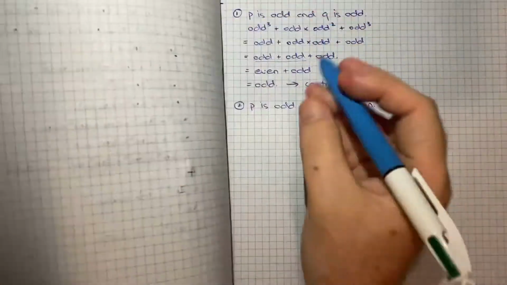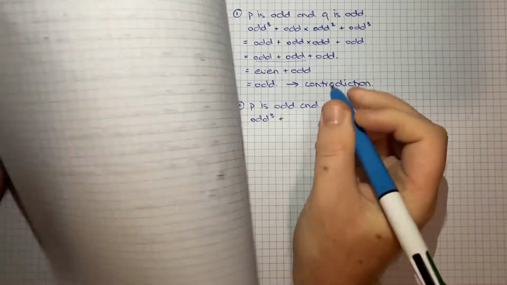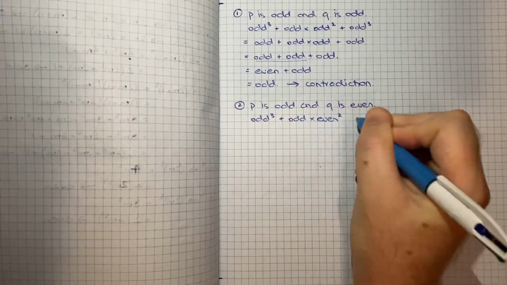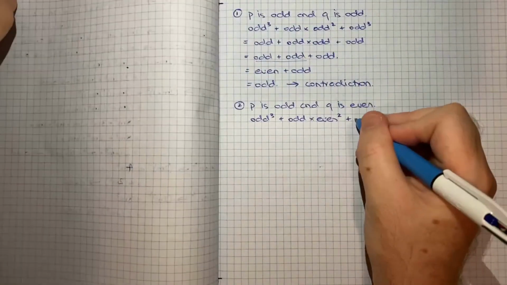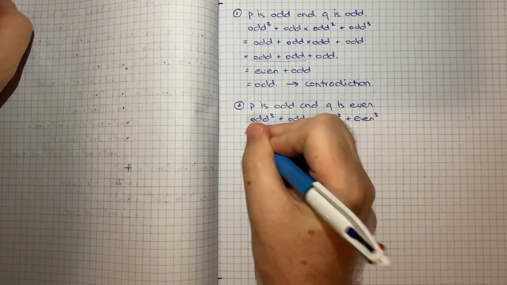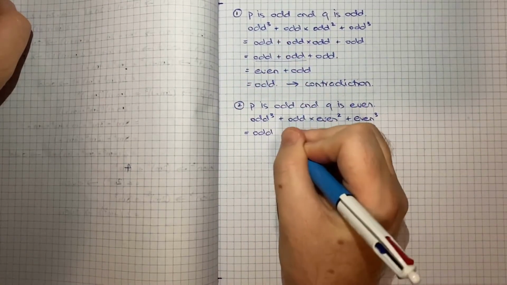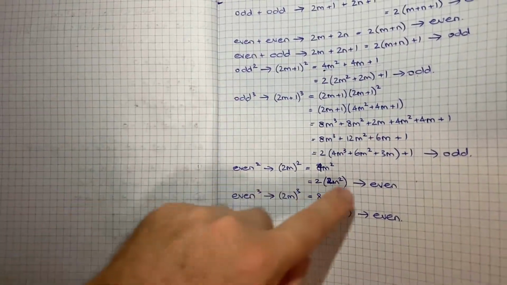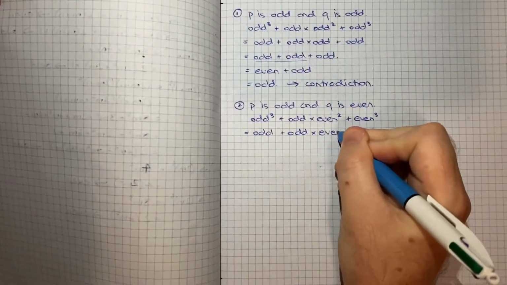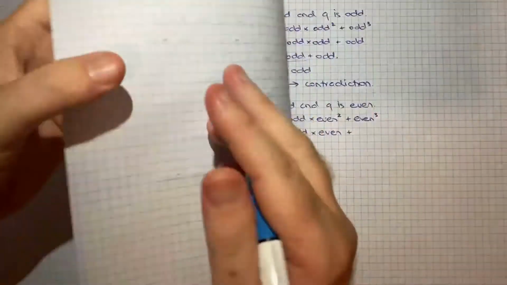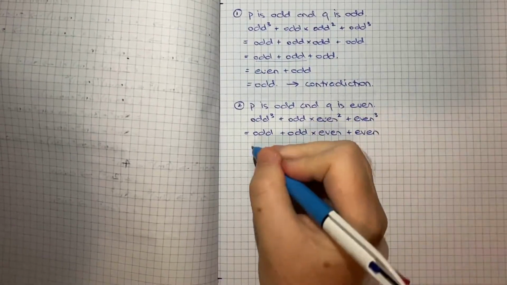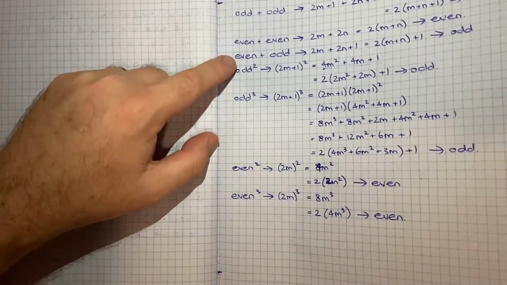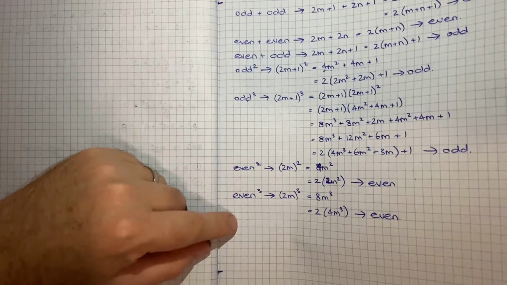So what will we get? P is odd, so we'll get odd cubed plus odd times even squared plus even cubed. An odd cubed is odd, as we saw from before, plus odd times even squared. Even squared is even, plus even cubed is even. So that's going to give us odd plus odd times even. Actually, I didn't do odd times even, so let's do that now.